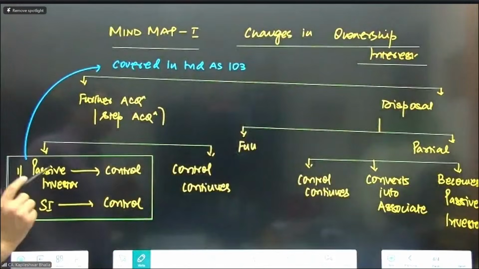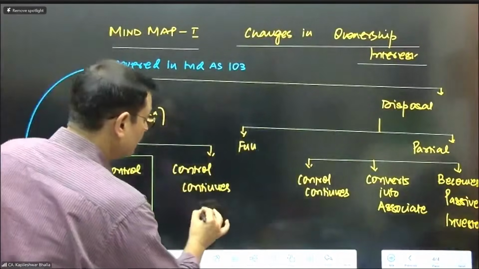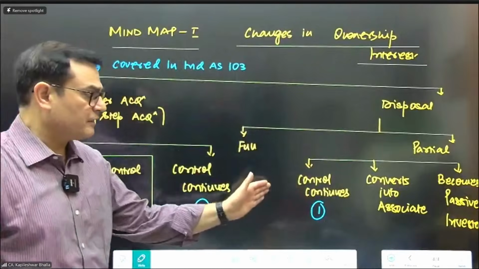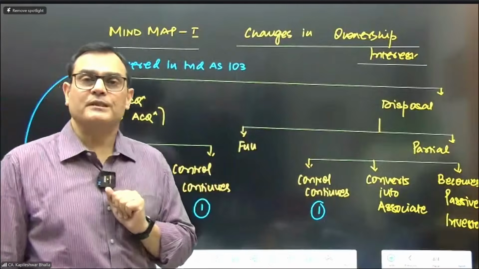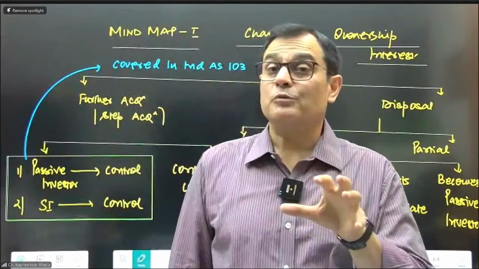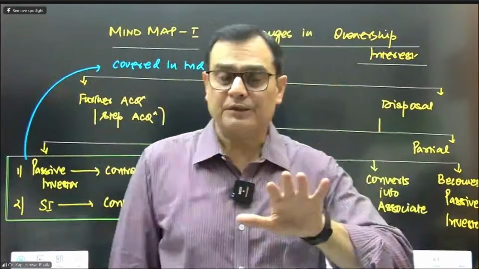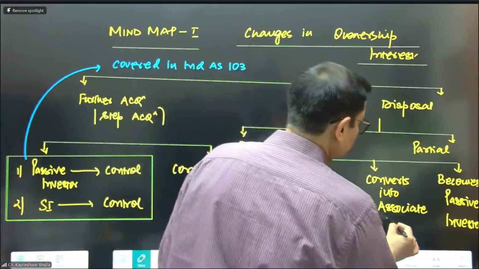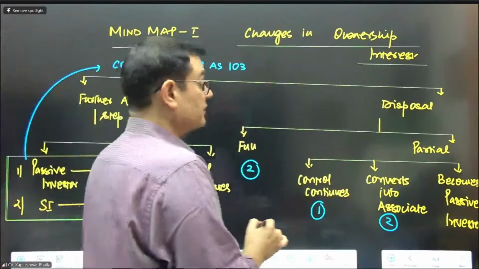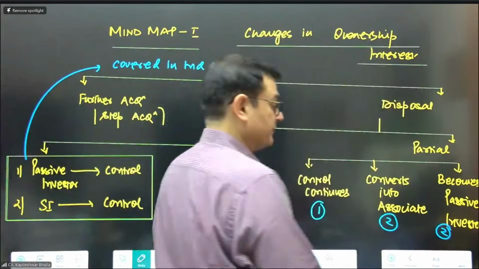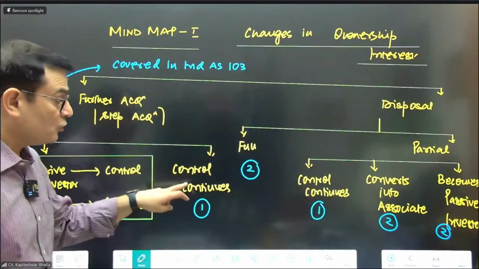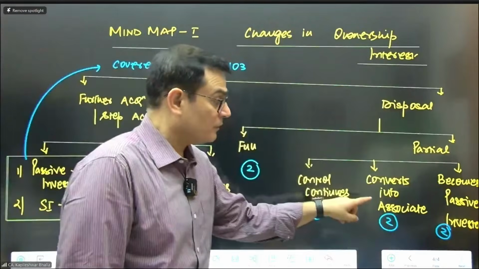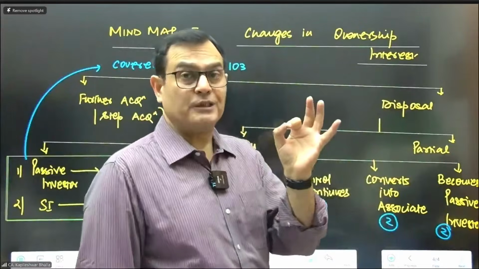Now, if the control continues, let's call this case number one. In this case there is no problem, because we are not putting in an entry since the control does not come to an end. Neither are we getting control, nor is the control going off; it continues. So the focus is on the other case: a full disposal, or a conversion into an associate, or a conversion into a passive investor. So we're going to consider the cases where control continues as one set of entries, and full disposal, conversion to associate, or conversion to passive investor as another set of entries.